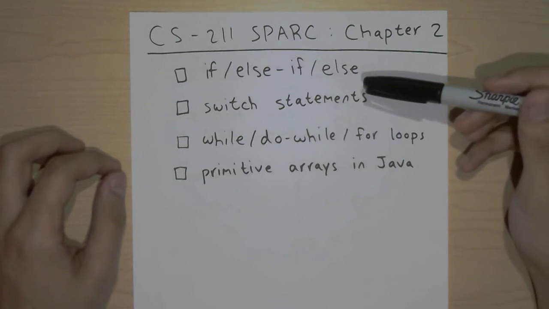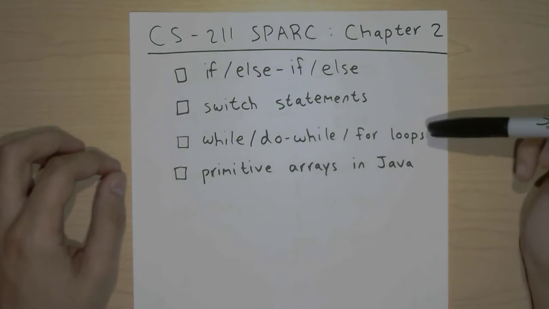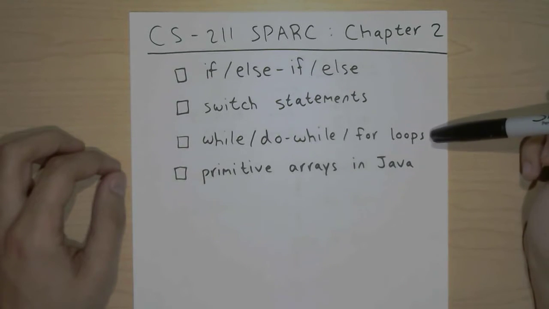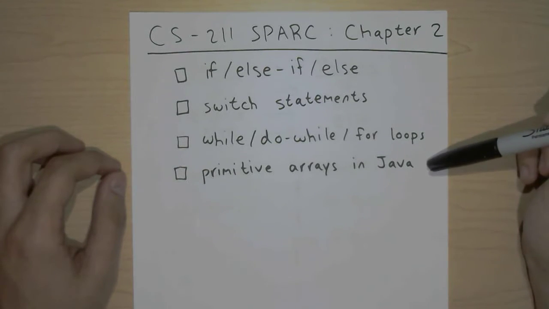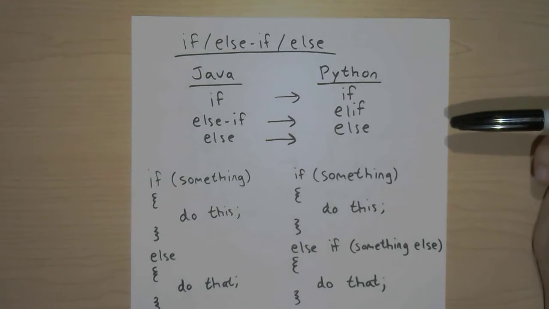So we're going to go over if, else if, and else. We're going to go over switch statements. We're going to go over while, do while, and for loops. And we're going to go over primitive arrays in Java. So let's get right into it. If, else if, and else.